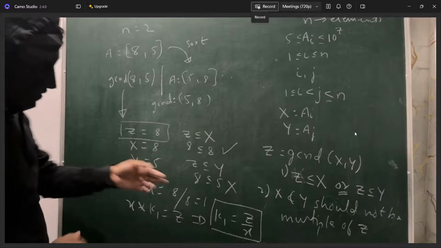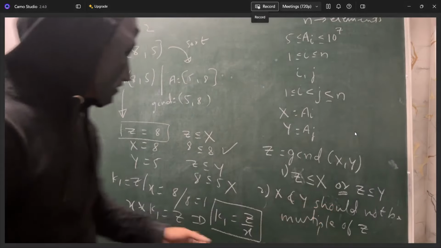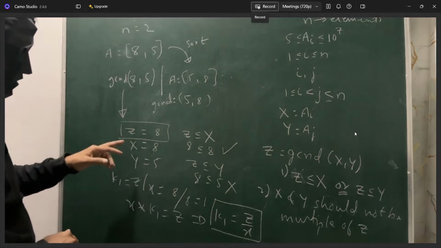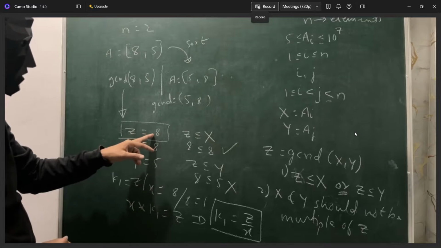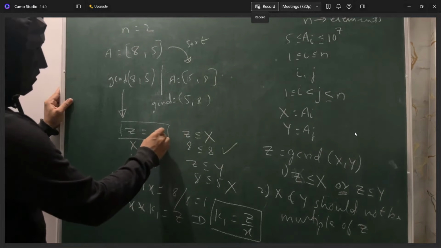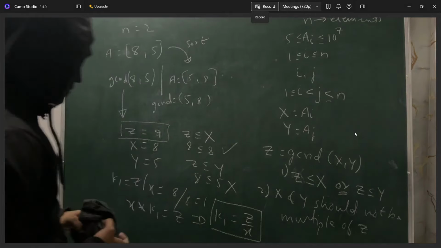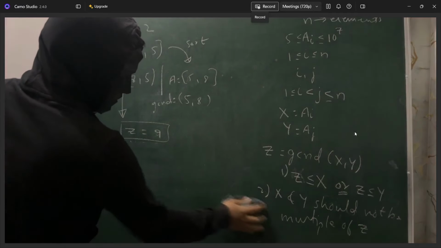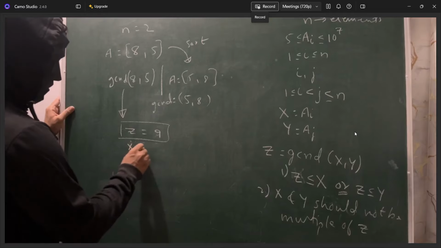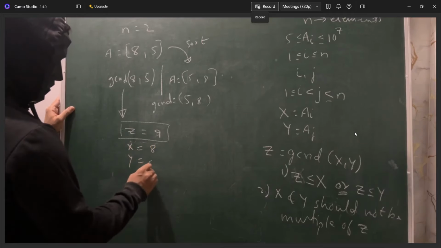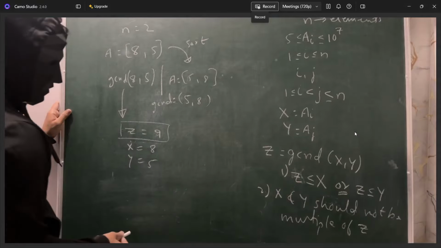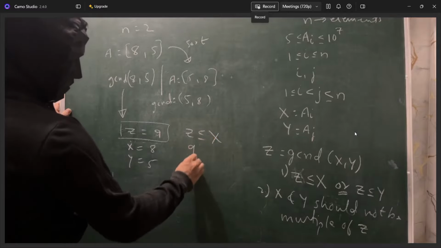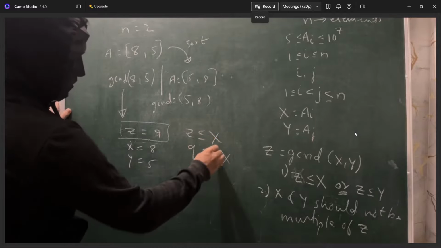And they're saying x and y should not be a multiple of z. Since x is a multiple of z here, it is not a valid z. So if it is not a valid z, let's say I want to try taking 9. When you take 9, your x is 8, y is 5. The first condition will not be satisfied because the first condition says z should be less than or equal to 8, and z is 9, so less than or equal to 8 is false. Okay, one condition is false.